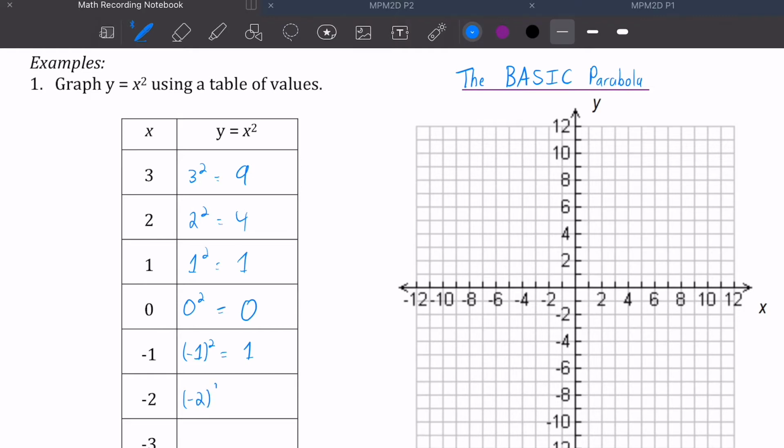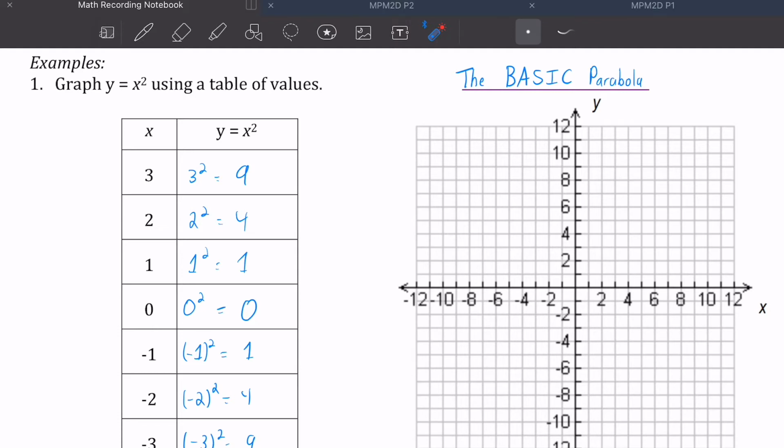Negative 2 squared. Negative 2 times negative 2 is going to give you 4. And negative 3 squared is going to give you 9. If you notice here, the negatives cancel each other out. So this is the same value as here, here and here, here and here. So let's start by saying what these points are.